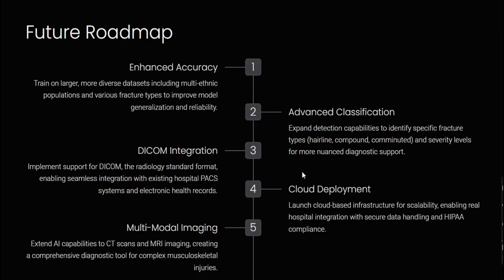Now, the future roadmap. In the future, we plan to improve the accuracy of FractureScan by training it on larger and more diverse datasets. We also aim to detect different types of fractures and integrate the system with hospital record systems using medical standards like DICOM. Additionally, we plan to deploy it on the cloud and extend the support to imaging types such as CT scans and MRI.